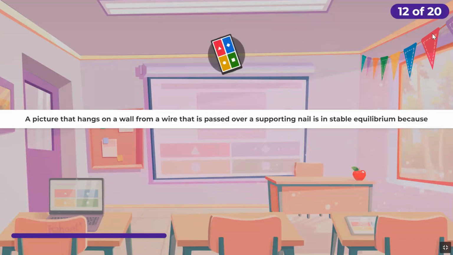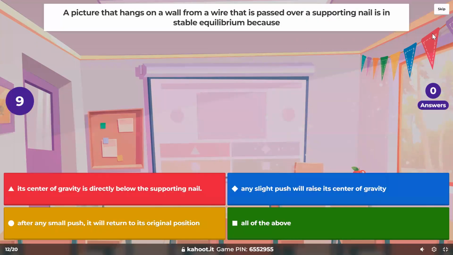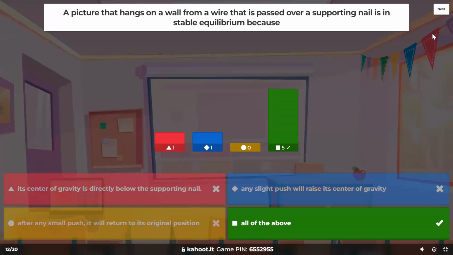A picture hangs on a wall from a wire passed over a supporting nail is in stable equilibrium because... Yeah, there you go. Those are all true. Center of gravity is below the supporting nail, right? Just like your foam boards last week. That was right. Those were stable. You can figure it out that way. Any slight push will raise its center of gravity.